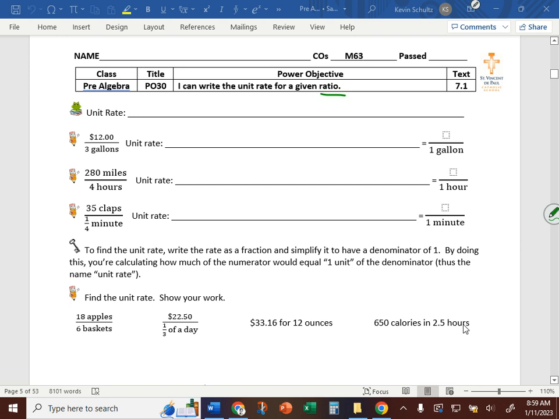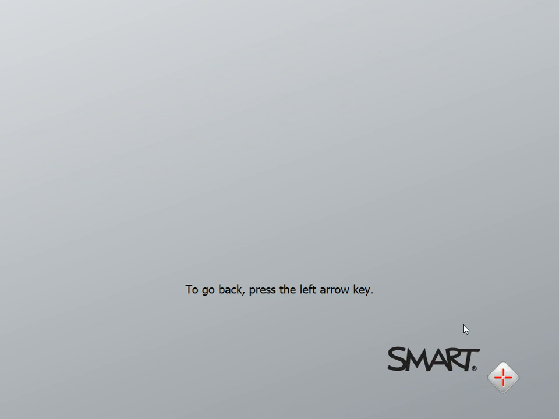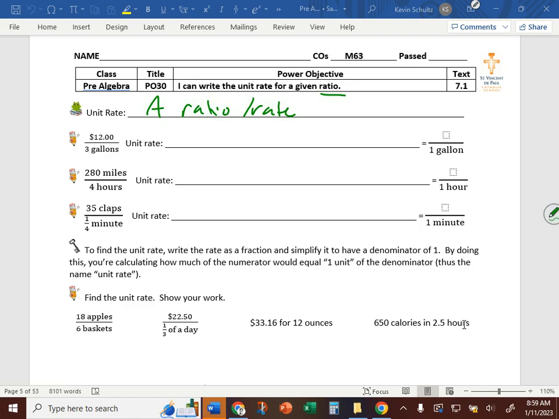A unit rate is a ratio or rate with the denominator of 1. It's a ratio or rate with a denominator of 1. Okay? It breaks it down to 1 unit of whatever it is that we are comparing.